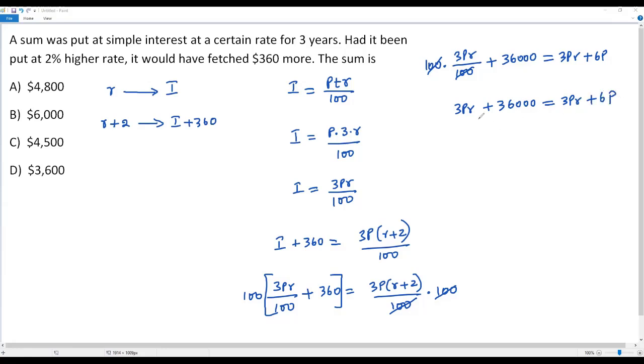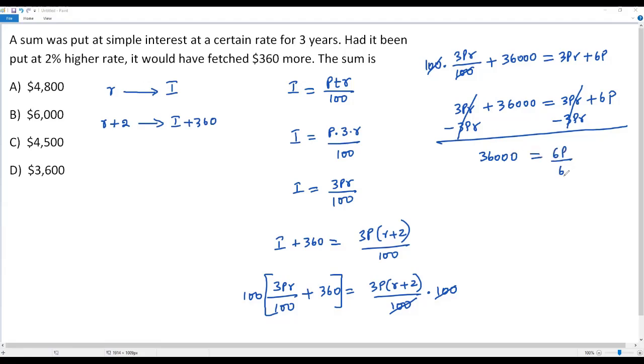Okay, here on both sides of the equation I find + 3PR. To get rid of the 3PR on both sides of the equation, we can subtract 3PR from both sides of the equation. Let me do it, - 3PR and here - 3PR. Here + 3PR, - 3PR will cancel. The same here. Now I'm getting 36,000 on the left side. On the right side we have 6P.